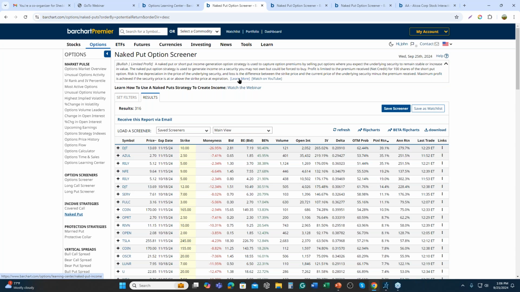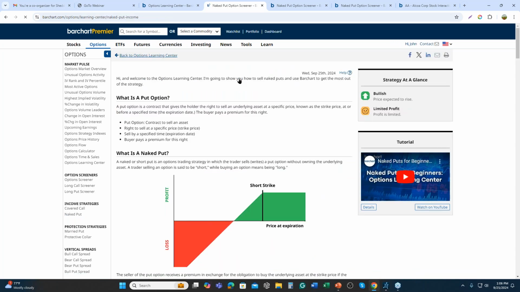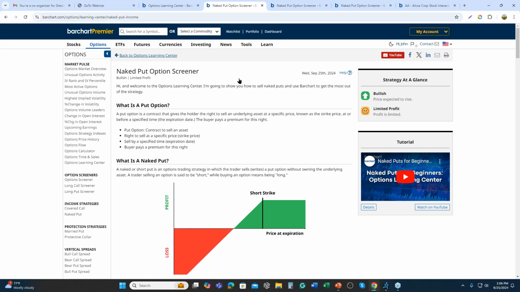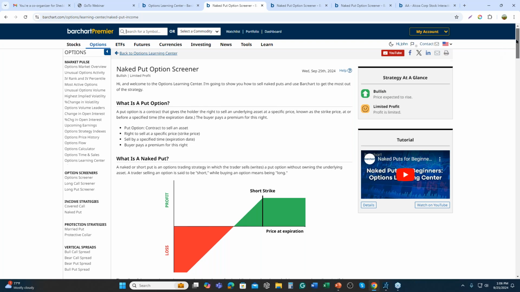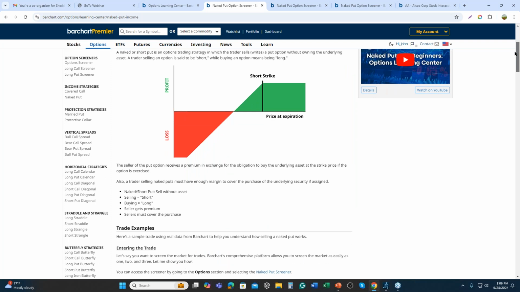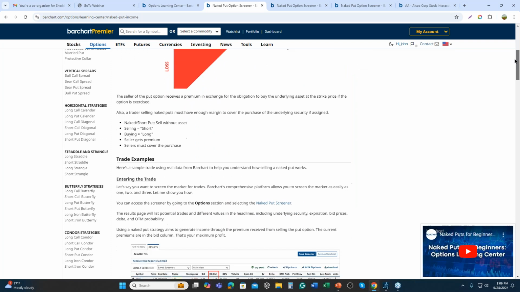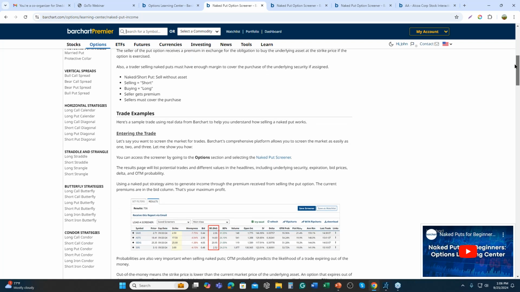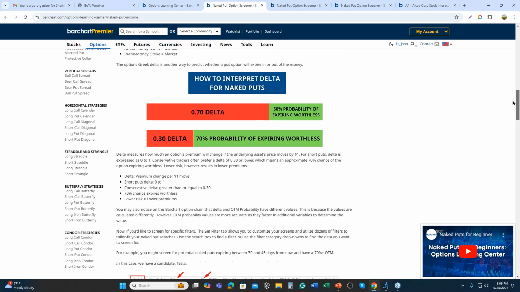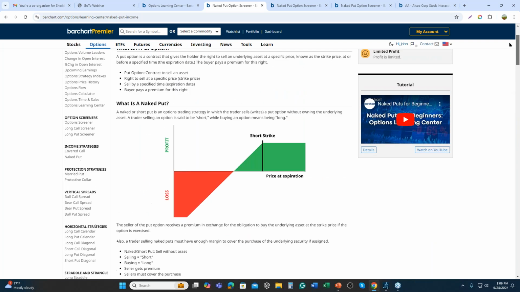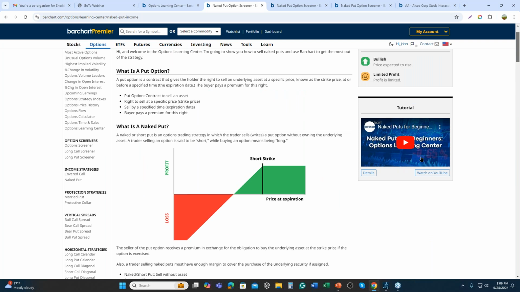This is going to take you to a new feature on Barchart, which I'm really excited about, our options learning center. Here you're going to get more of a textbook definition, and not only that, but a lot of details about the mechanics of this particular strategy. You also get trade examples, certain scenarios or outcomes, as well as a link to a video on our YouTube page that will help you through this process.